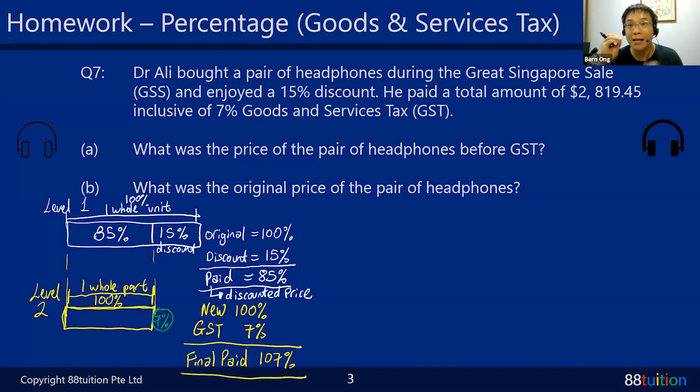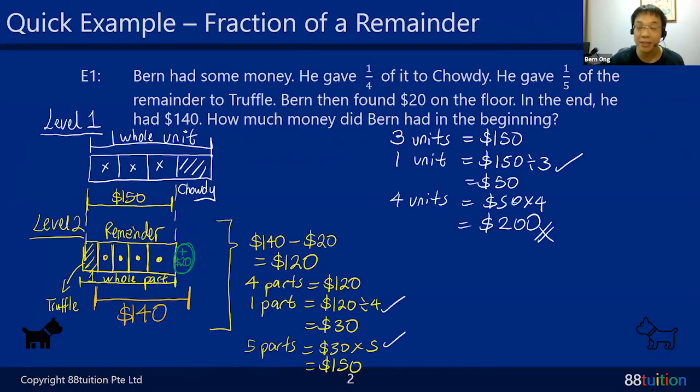So again, can you see now? The 100% is based differently. The first one, we call it the original. The second one we call it the new 100%. So you have to know that there are two different levels. It's just like our previous question here. Level 1, level 2. Level 1 is what? 100%. Level 2 is what? Also a new 100%. So the 100% is different.